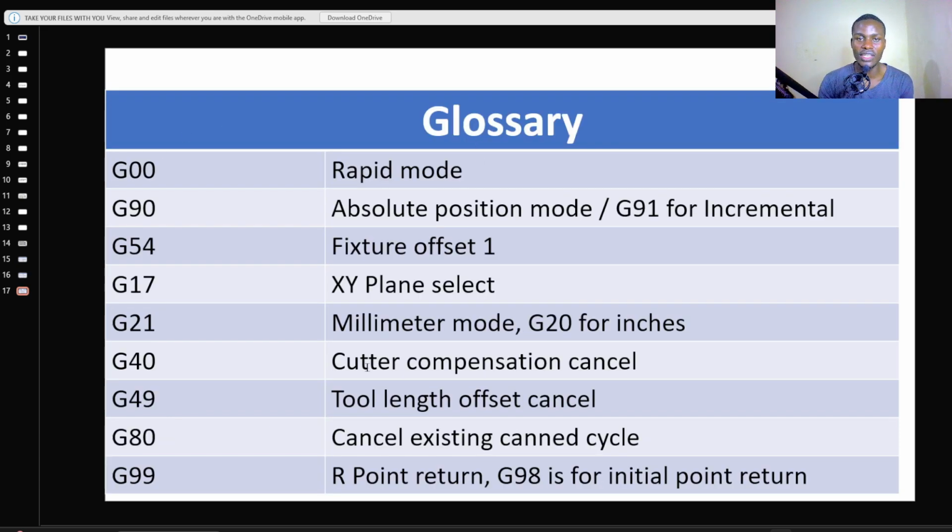So there is a short glossary of what I used above. G00 is rapid mode, G90 is absolute position mode, while G91 is for incremental positioning. G54 is fixture offset, G17 is XY plane select, G21 represents millimeters mode. G20 can be used for inches, while G40 is cutter compensation cancel, G49 is tool length offset cancel, G80 cancels existing canned cycle, while G99 is R point return. You can alternatively use G98, which is for initial point return.